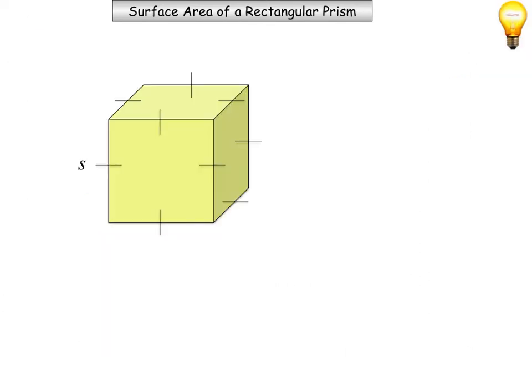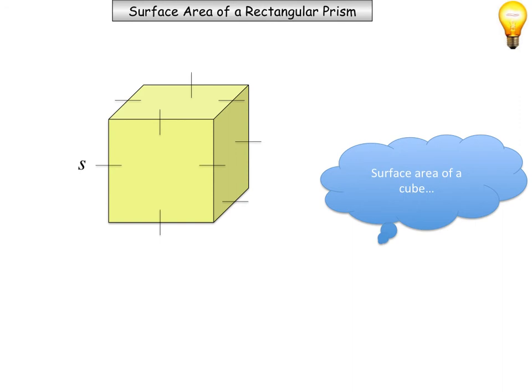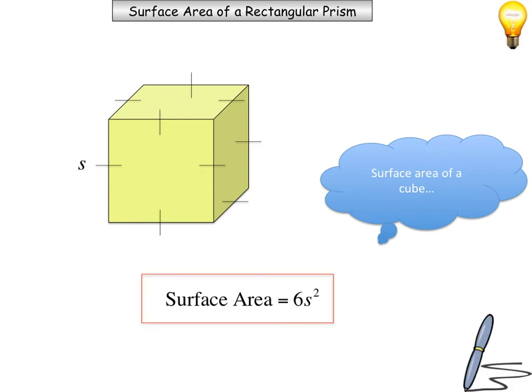Just to go a little bit further, if we had a cube with side length s, we know that the cube has 6 identical faces. Each face is a square, so if we know that the area of one square is s squared, then you need to multiply that by the number of faces. So the area of one square is s squared multiplied by 6, 6s squared. So if you do see a cube, you could use that particular method.